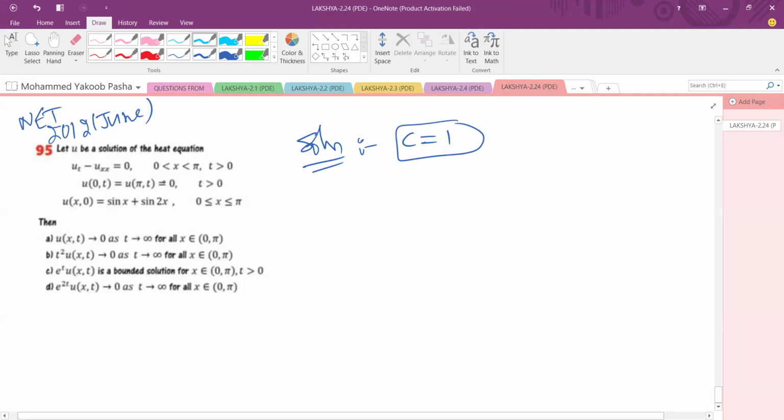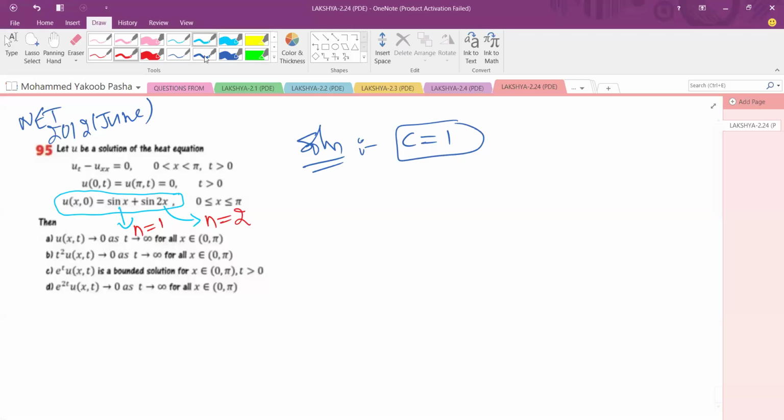And the initial condition, here we have two terms, sin x and sin 2x. So in the first case, what does n become? Tell me, and in the second case, n is equal to what? In the first case n is equal to 1, in the second case n is equal to 2. So we have to write it separately: e power minus n square ct for the function sin x and e power minus n square ct for the function sin 2x, separately.